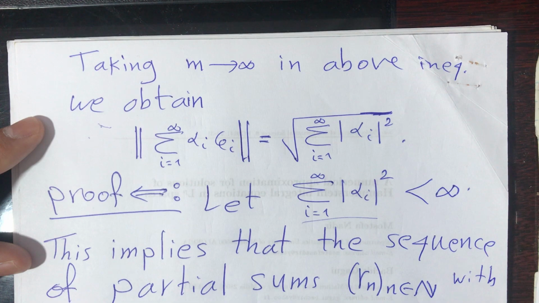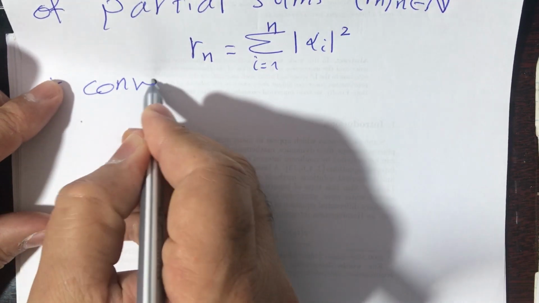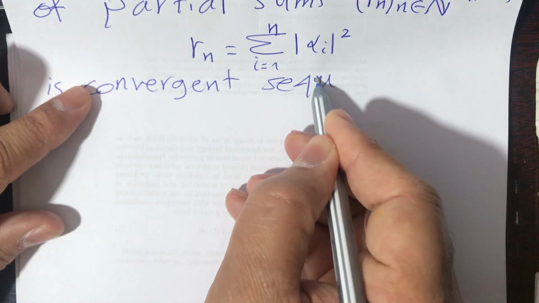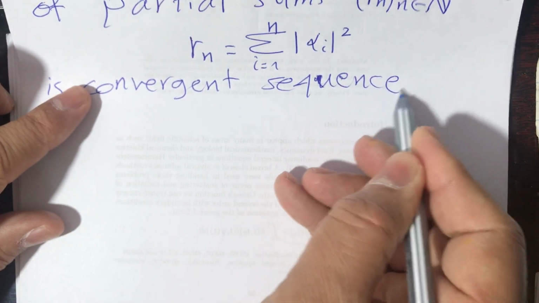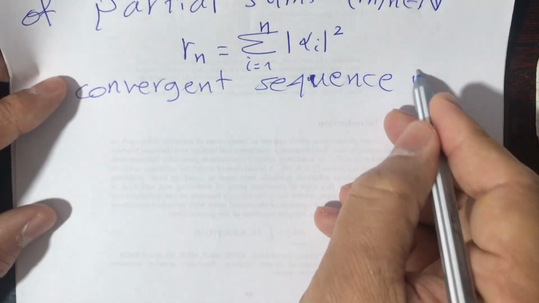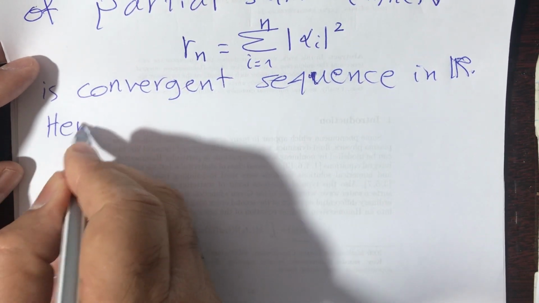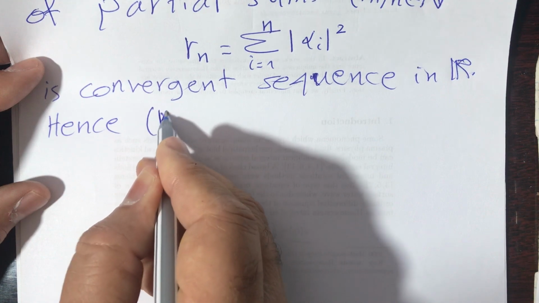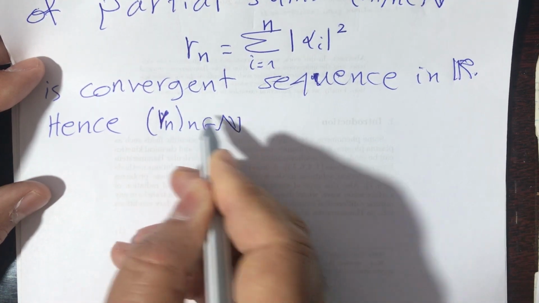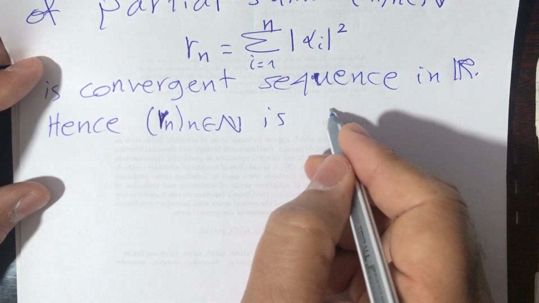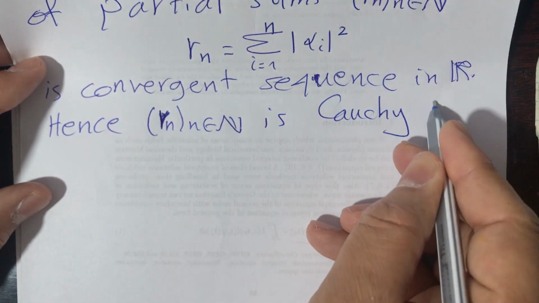It is a convergent sequence in R, the real numbers. Hence R_n, n belongs to the natural numbers, is Cauchy in R.